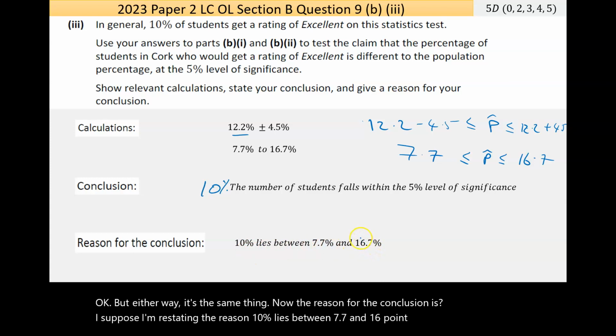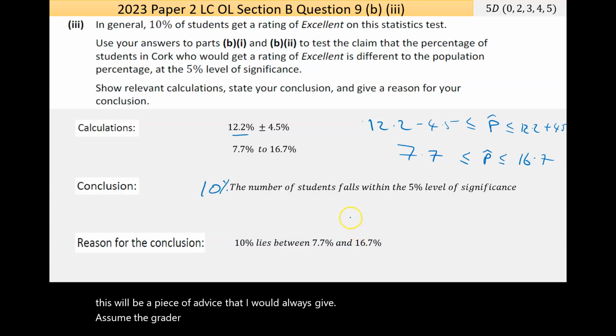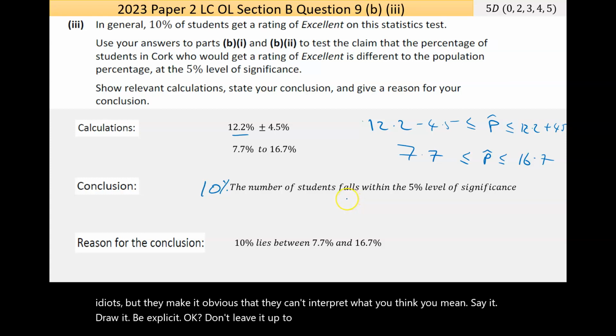You're just being direct. And this would be a piece of advice that I would always give. Assume the grader is an idiot. Okay. Now, if that's me, that's fair enough. Okay. And they're not idiots, but make it obvious to them. They can't interpret what you think you mean. Say it, draw it, be explicit. Okay. Don't leave it up to interpretation. That's a skill in life.